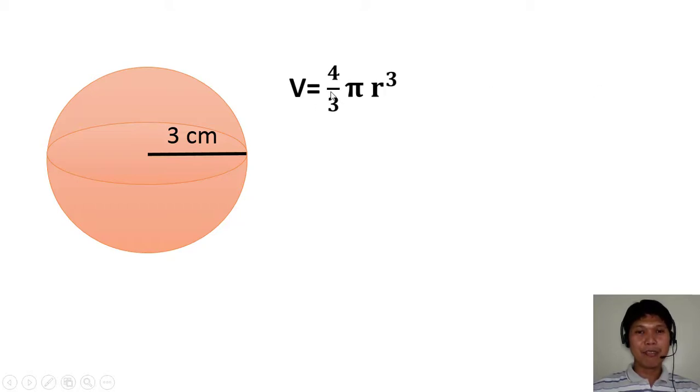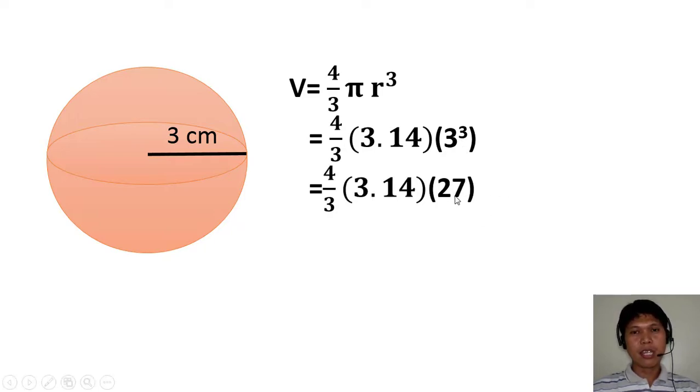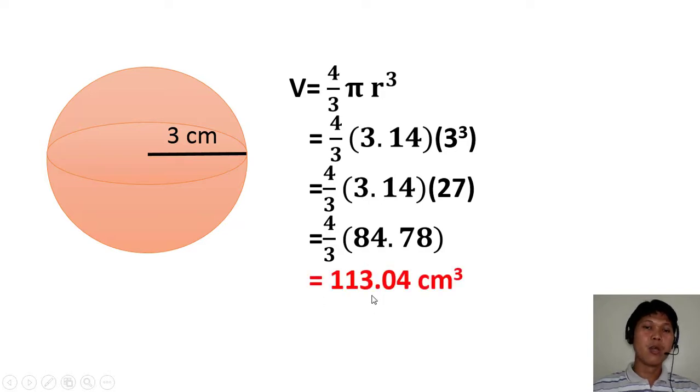Okay, so I'll reveal ko na, 4/3 pi r cubed. So substitute lang, 3 times 3 times 3, 3 times 3 is 9 times 3, 27. So ayan, 3 cubed is 27. 27 times 3.14 is 84.78 times 4 divided by 3. Pwede nyo gamitan ng calculator. 113.04 cubic centimeters. And this is the volume of this sphere.